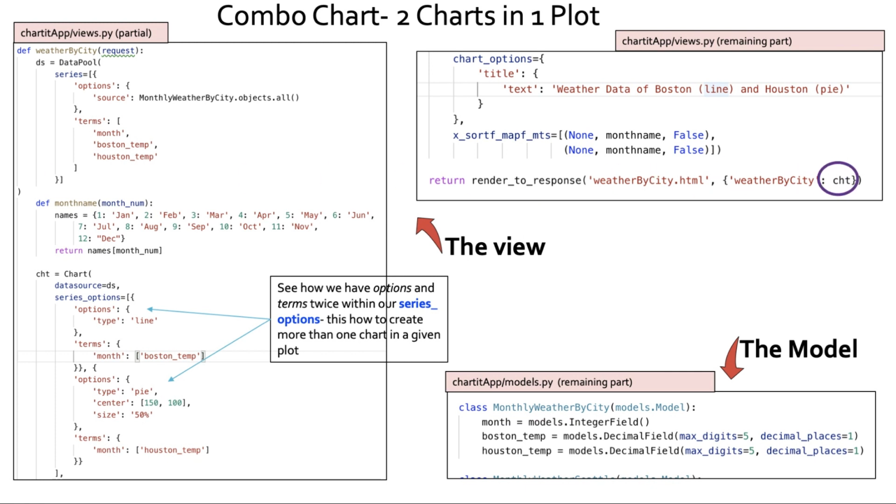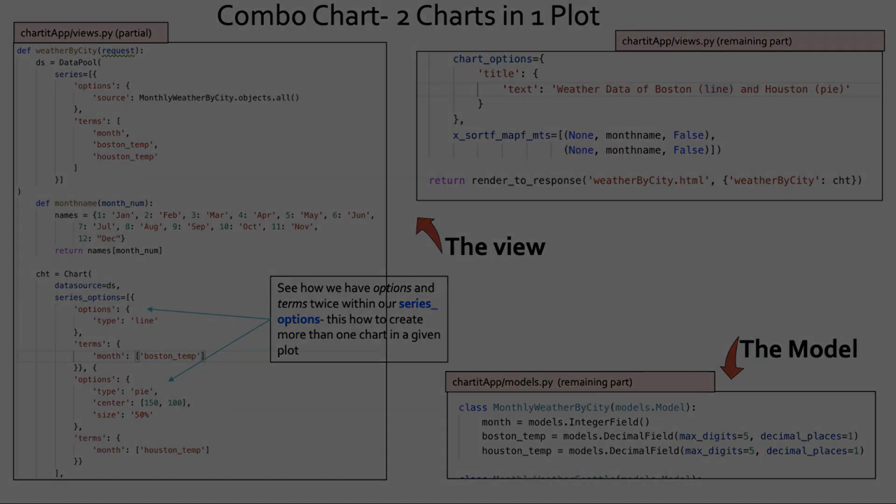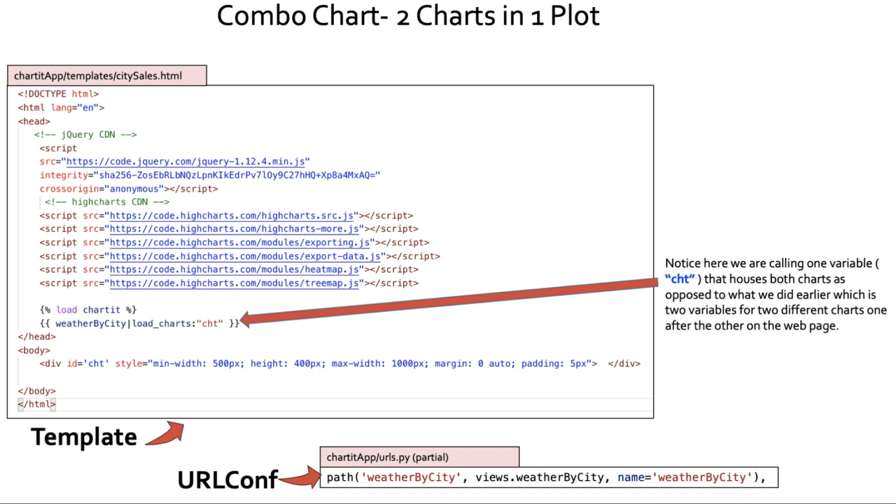And notice here, instead of having CHT and CHT2, because we're using this always in one series option, we don't need to do that. We're simply able to just use the one CHT. But what I do need to do is I do need to have that second for the X sort F underscore map F underscore MTS parameter. I do need to have that second none month name false as the second object or the second tuple in my list. And here's our Django template for that combo chart.